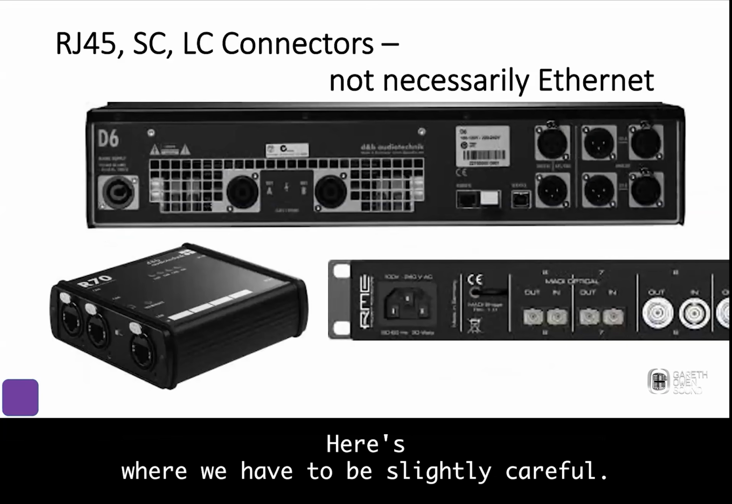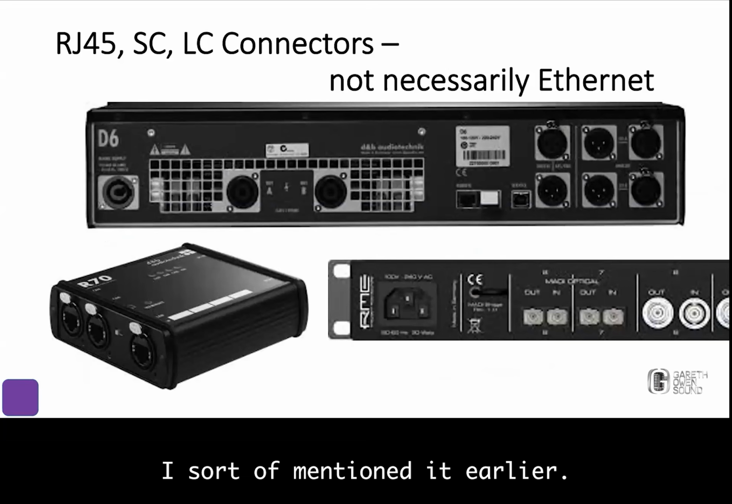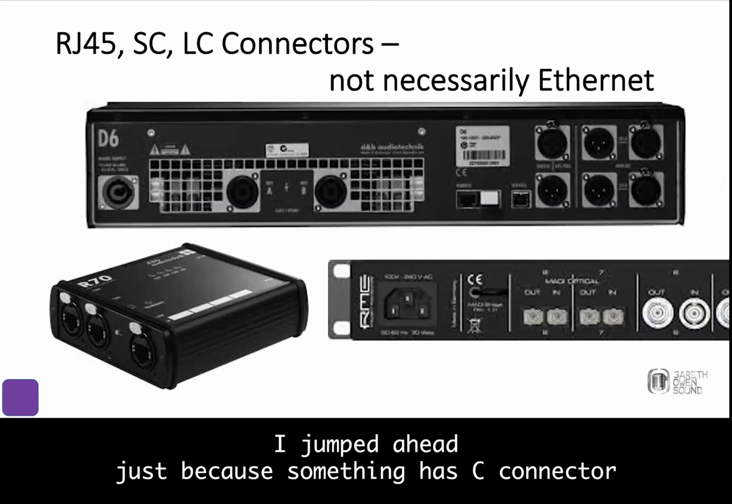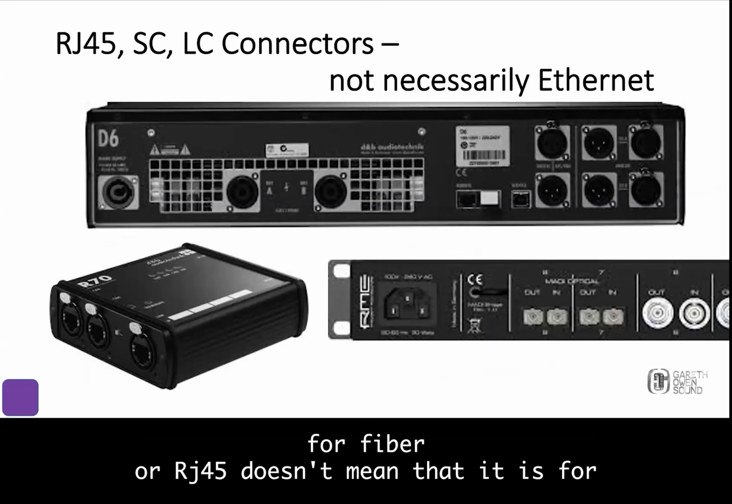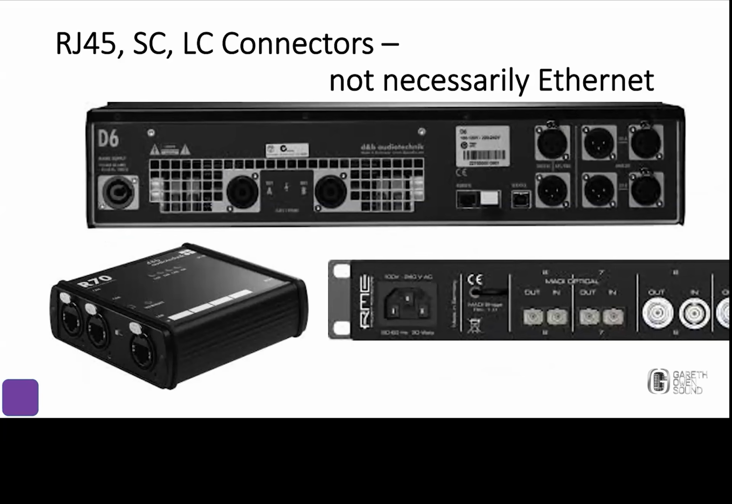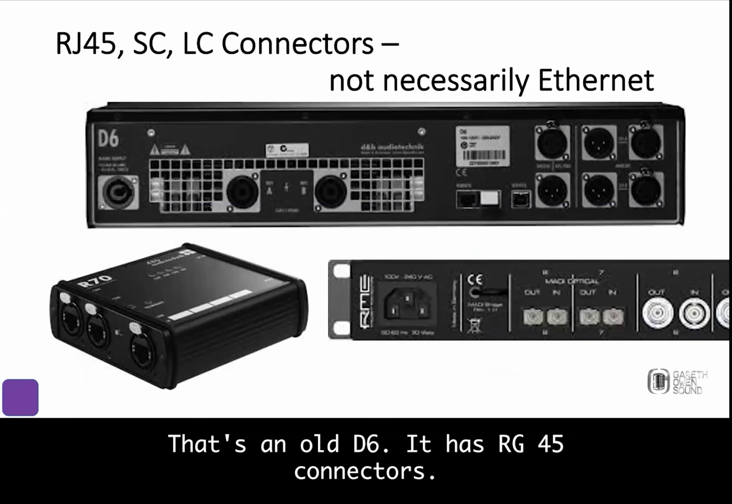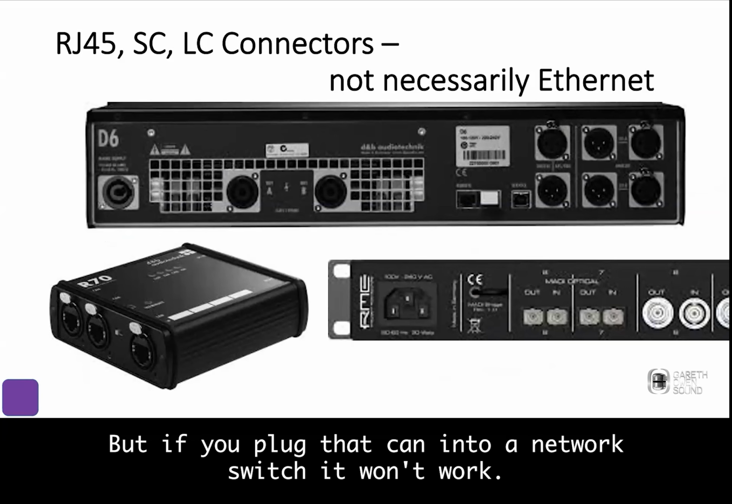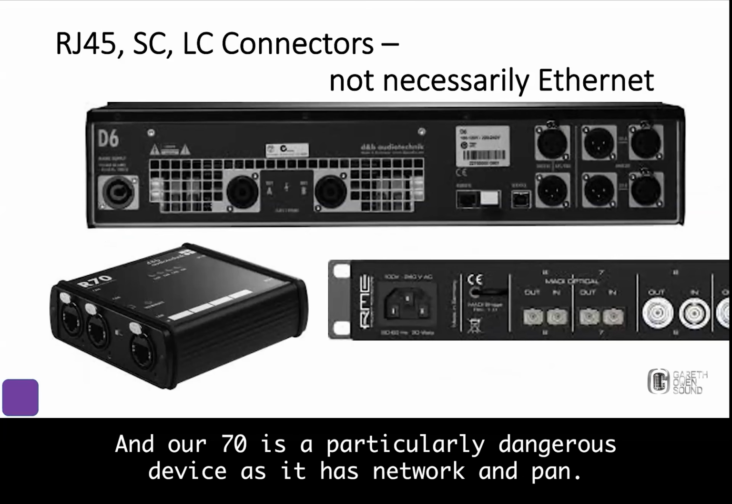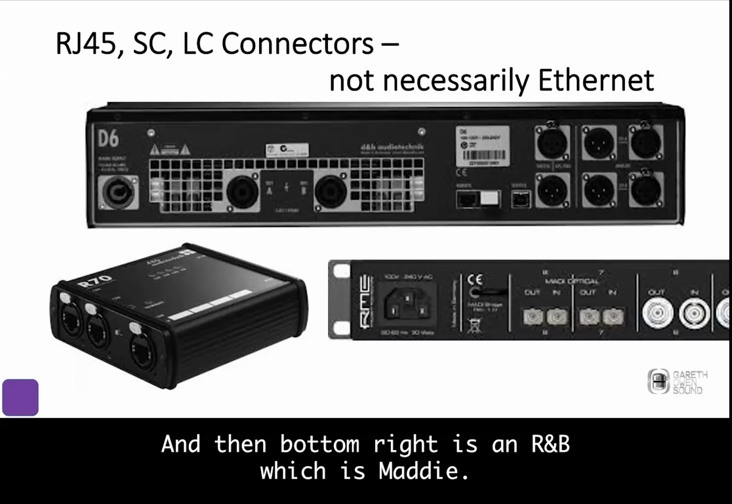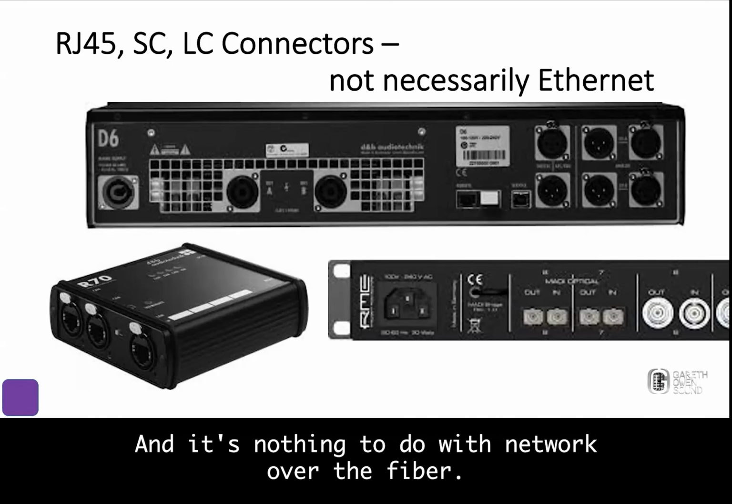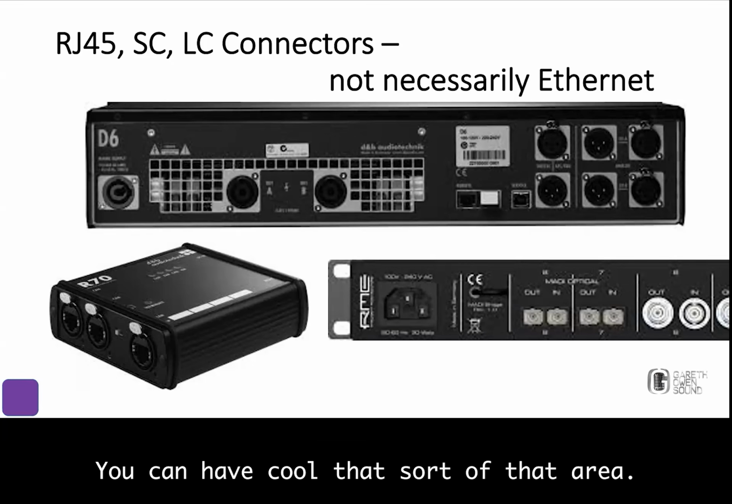Here's where we have to be slightly careful. I sort of mentioned it earlier, I jumped ahead. Just because something has an SC connector for fiber or an RJ45 doesn't mean that it is for Ethernet. These devices on this page, we've already talked about DMV amplifiers at the top. That's an old D6. It has RJ45 connectors, but if you plug that CAN into a network switch, it won't work. An R70 is a particularly dangerous device as it has network and CAN. And then bottom right is an RME, which is MADI, and it's nothing to do with network over the fiber. So they're just other uses you can have.